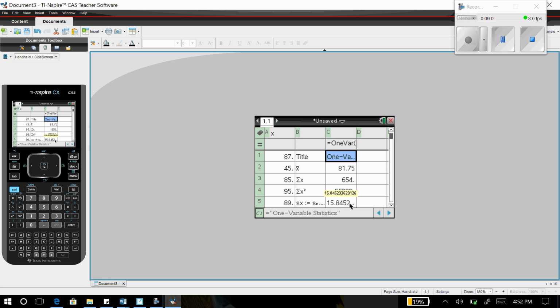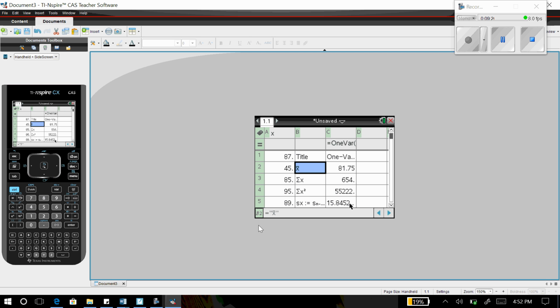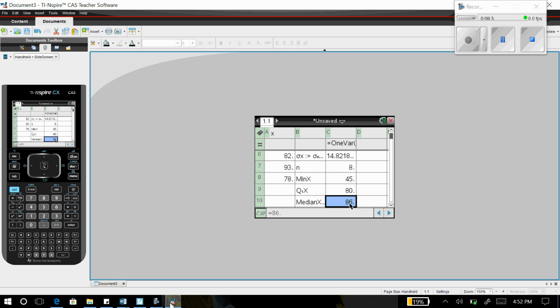All right, so our mean is the X with the line over it. So in our case, it was 81.75. And our median, it tells us, is 86. All right. So remember, literally median says median. Mean does not, but it's the first thing that shows up in the list. It's the X with the line over it.